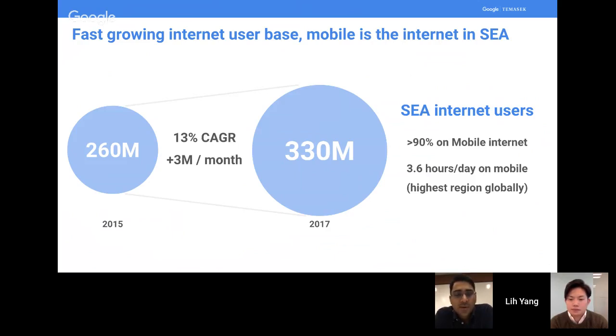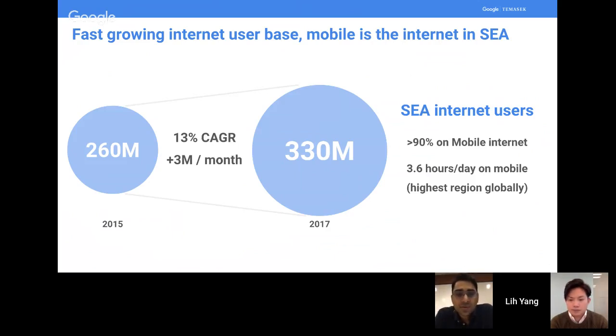And what is really astonishing is the engagement. Southeast Asia users spend 3.6 hours a day on their mobile phones accessing internet or using something to surf via the internet. And it is the highest region globally. It is more engagement than countries like China, more engagement than countries like the US, UK, and you name it, Southeast Asia beats all the regions and countries in the world when it comes to engagement on mobile internet.